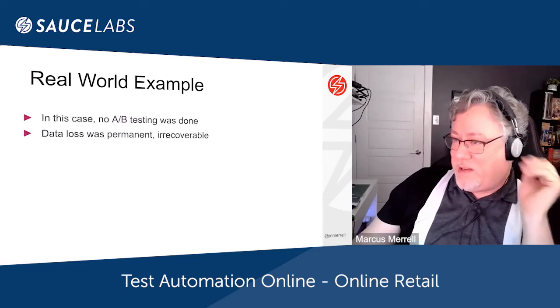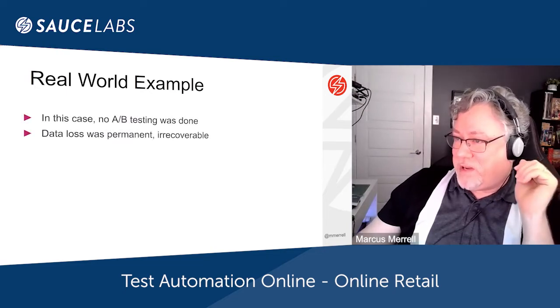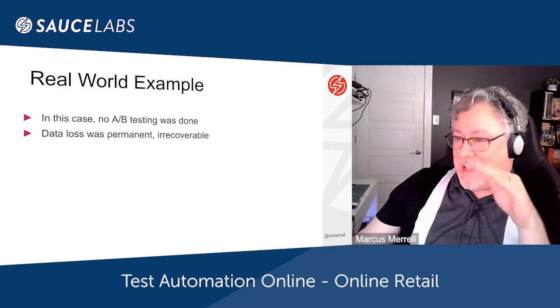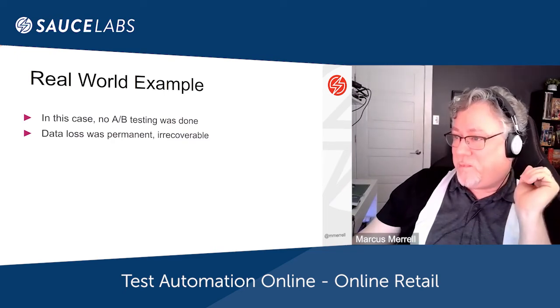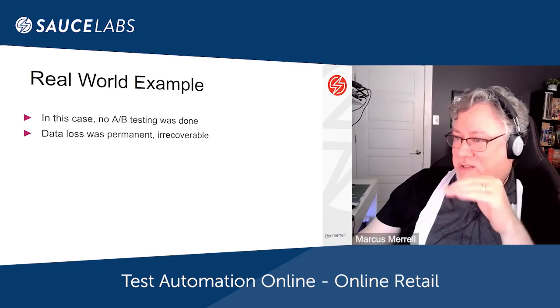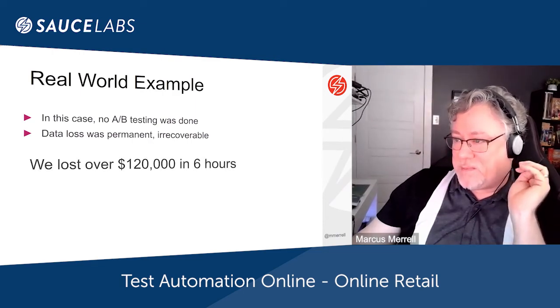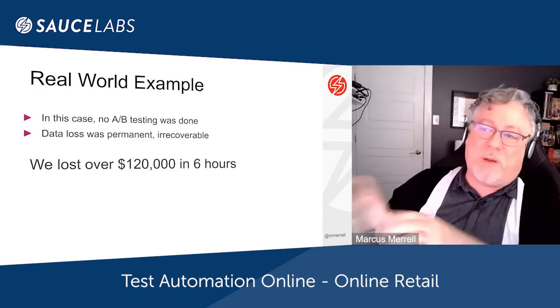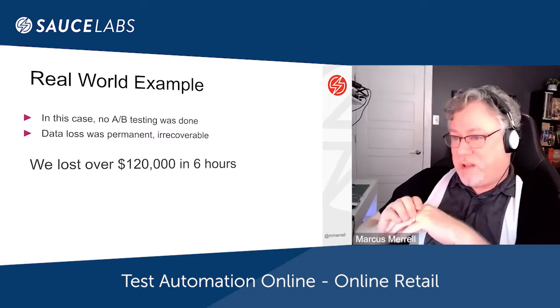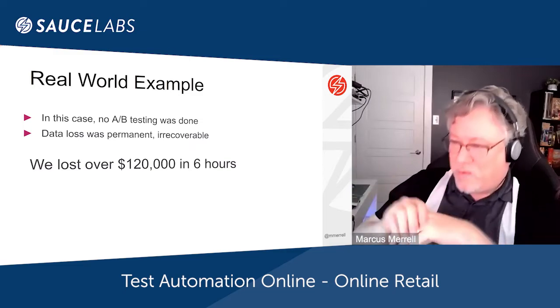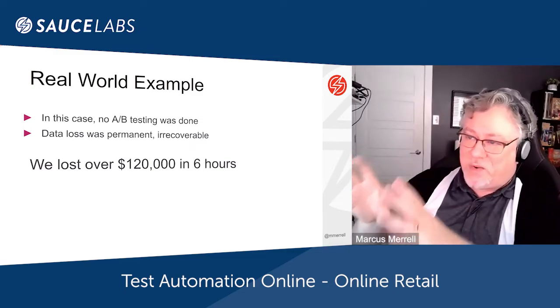This was back before we did A/B testing. We didn't do experiments. And the data loss that we experienced was irrecoverable. We had no accurate history of what was going on. And we lost $120,000 in 6 hours. And that was really just on one page. We don't actually know how much money we lost. This is just what we know for certain we lost based on a comparison of historical data from the previous day.